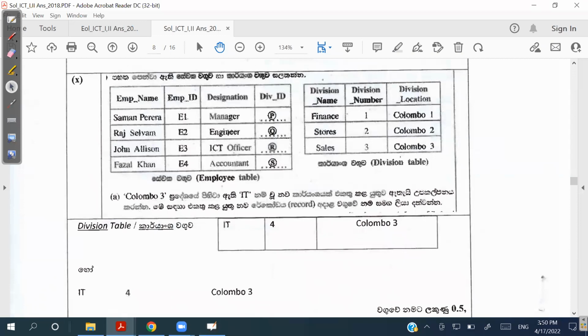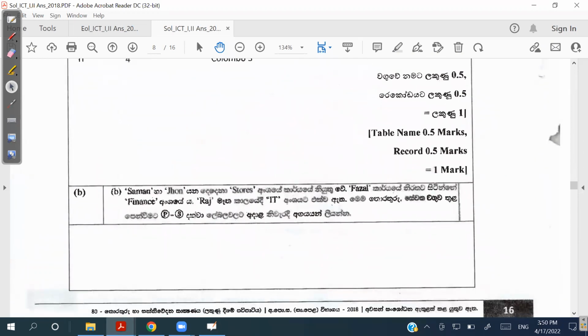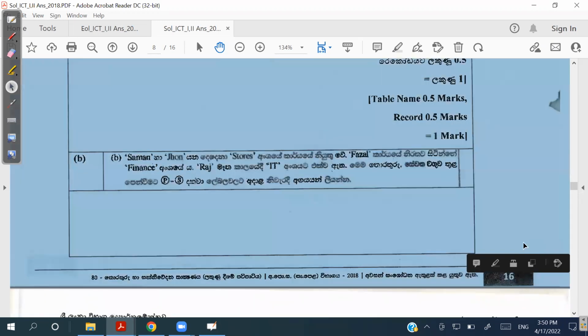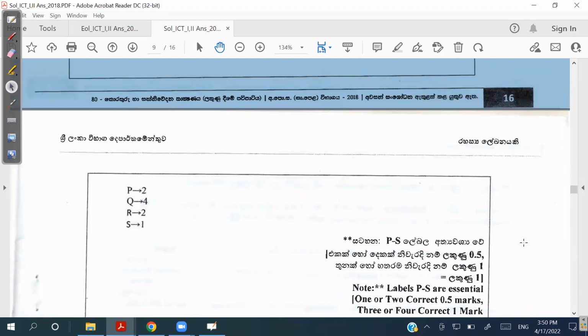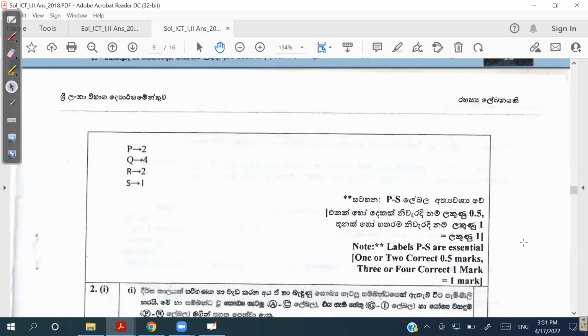So this is the division table, and if you get the particular record right, you're going to get 1 mark. And again, for the labels from P to S, P is 2, Q is 4, R is 2, and S is 1. Again, 1 mark. So that is how 2 marks are given to that particular section. So the first question is done. There are 10 parts, a 20 marks question. See how much you got out of 20.